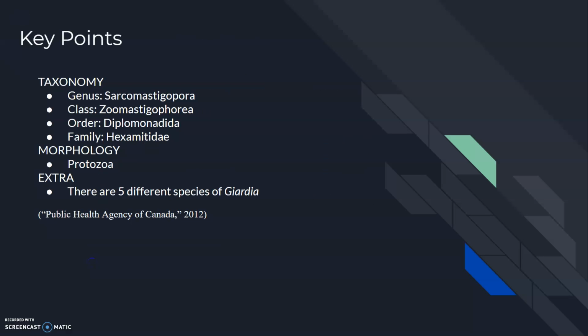Some key points about Giardia lamblia are that its taxonomy is a few different things. Its genus is the Sarcomastigophora, the class is Zoomastigophora, the order is Diplomonadida, and its family name is the Hexamitidae. Its morphology is that it's a protozoa, and a little fact is that there are 5 different species of Giardia.